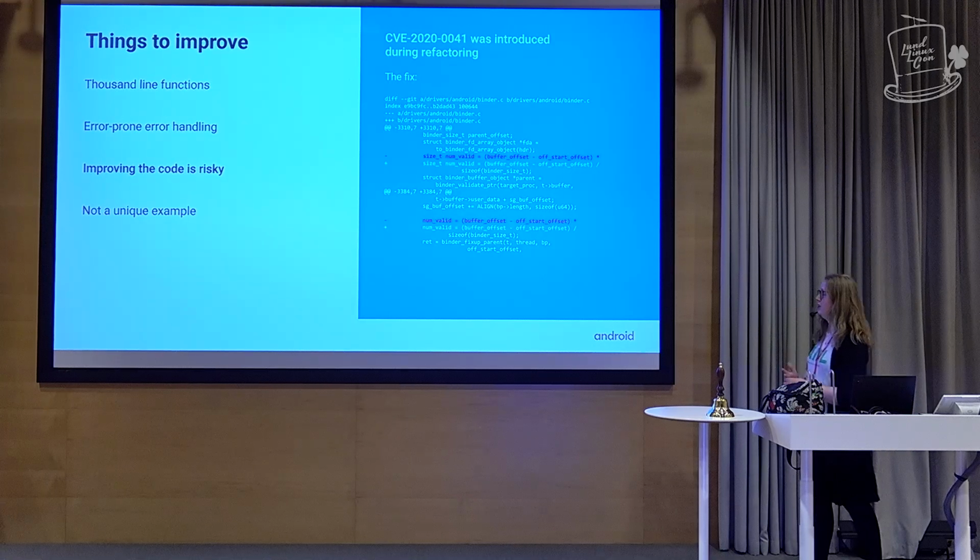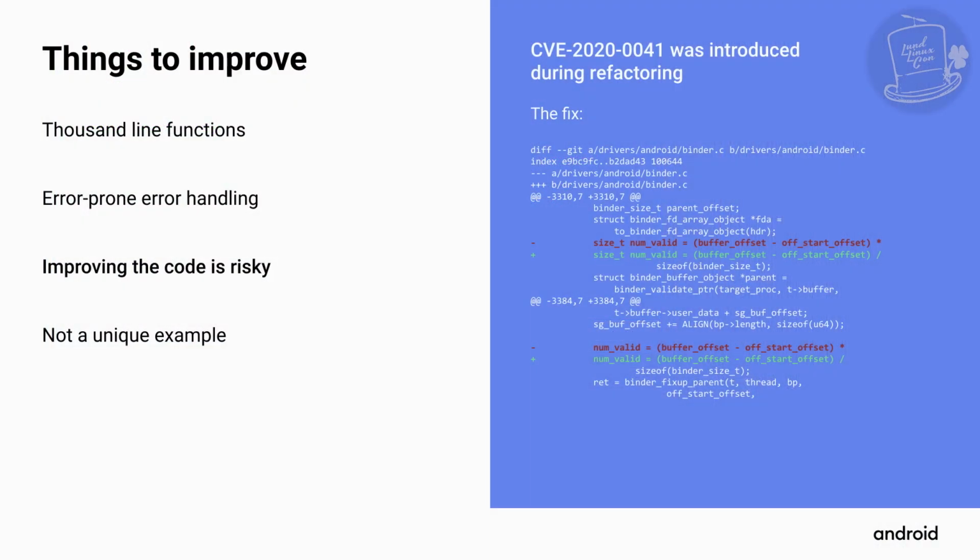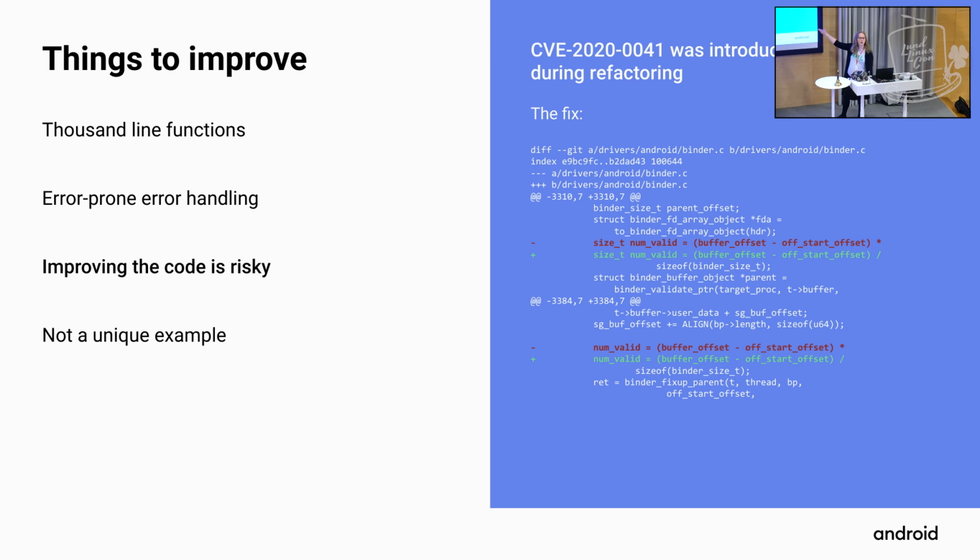improving the code is actually risky. Right? And this is a problem because we have had bug fixes that have introduced problems. Actually, we had a simple refactoring in the kernel. It introduced a vulnerability. You can see the fix here on the screen. It was an asterisk that should have been a slash.